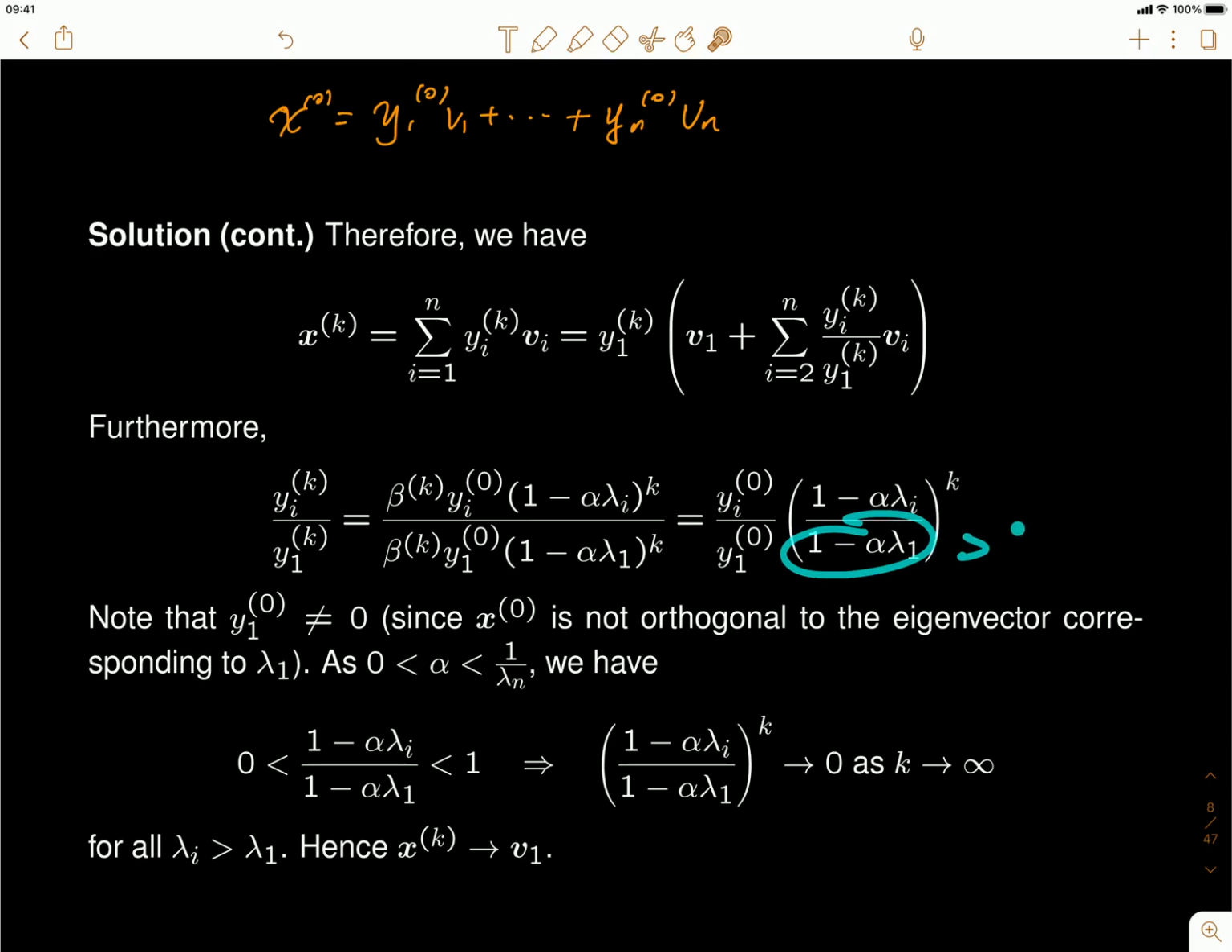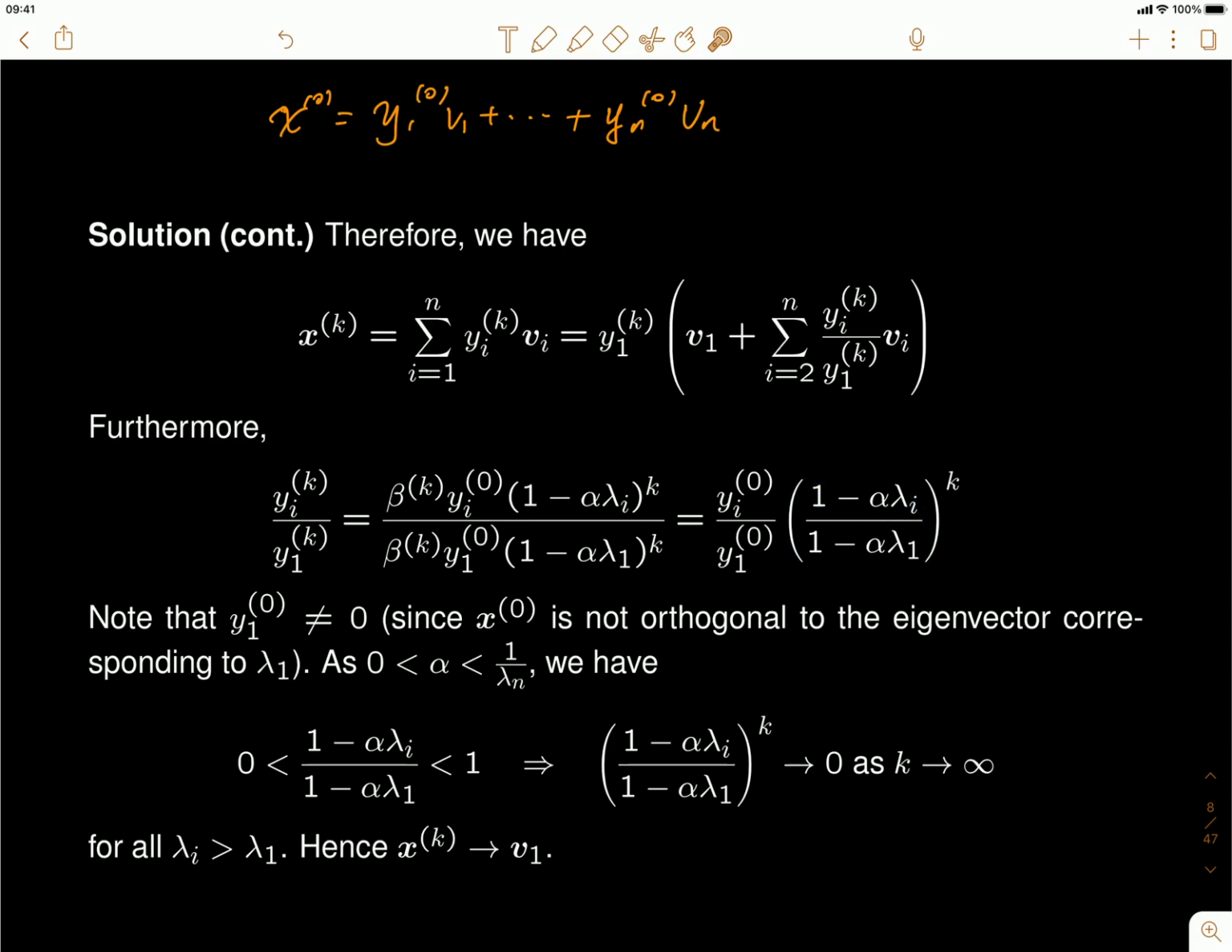This is bigger than 1 minus lambda 1 over lambda n, because alpha is smaller than 1 over lambda n. So 1 minus alpha lambda 1 will be bigger than this. Well, this is the smallest eigenvalue divided by the largest eigenvalue, so I know this value will be smaller than 1. That's why the denominator is greater than 0. Similarly, this is also greater than 0, so the whole thing will be greater than 0.